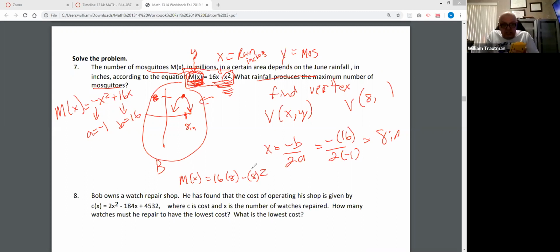So 16 times 8 minus 8 squared, and I get 64. But mosquitoes are in millions, so in reality, 8 inches of rain produces 64 million mosquitoes. 8 inches of rain will produce 64 million mosquitoes. So we're going to do the same thing for number 8.